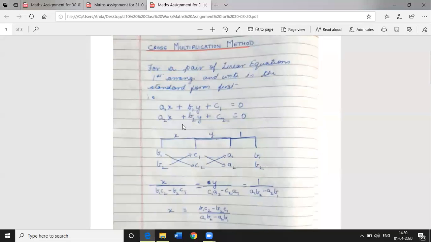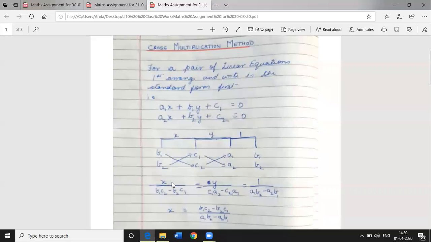So what you're going to do is first draw a straight line, mark out 4 parts like this, 1, 2, 3, 4. Write x here, y here and 1 here. First of all, you have to write it in the standard form, means all the values on one side and equal to 0. Then you will write the coefficients. For x, you start with the coefficients b1, b2, then c1, c2, then a1, a2, and then b1 by b2.